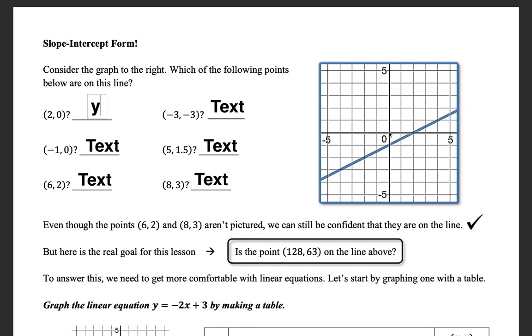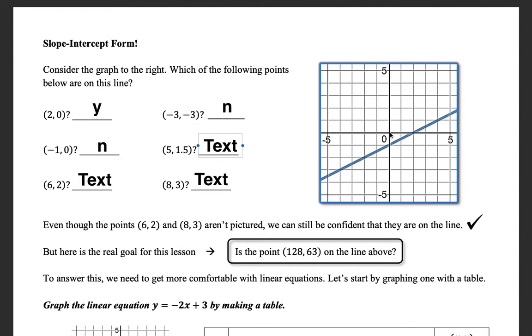Let's go -3, so always start at 0. So 1, 2, 3, -3. And we got to go down 3, which is right here, which is clearly not on the line. So that's a no. Next, we're going to go to -1 and 0. So we don't move at all. We just stay right here. And nope, that is definitely not on the line.